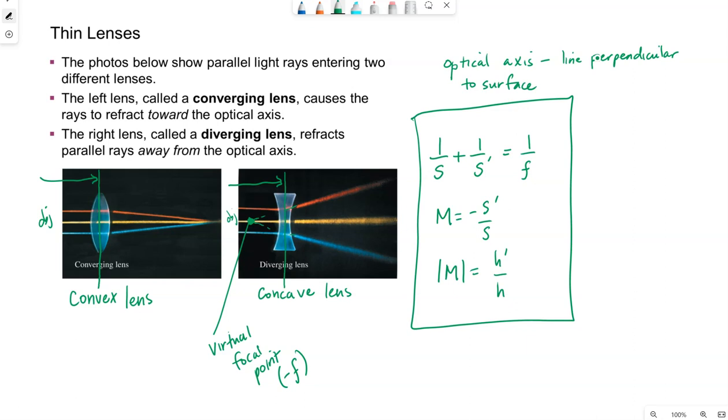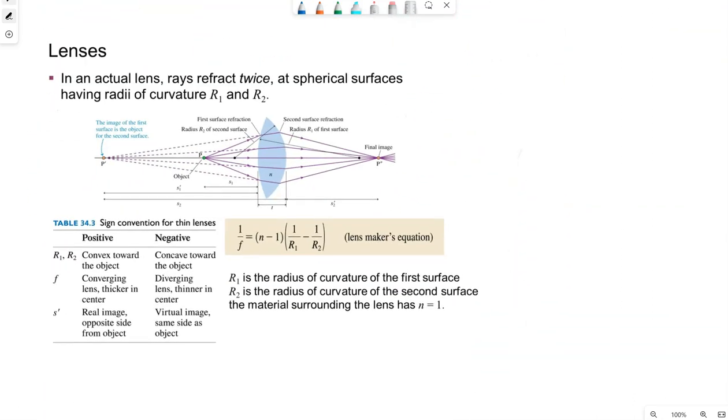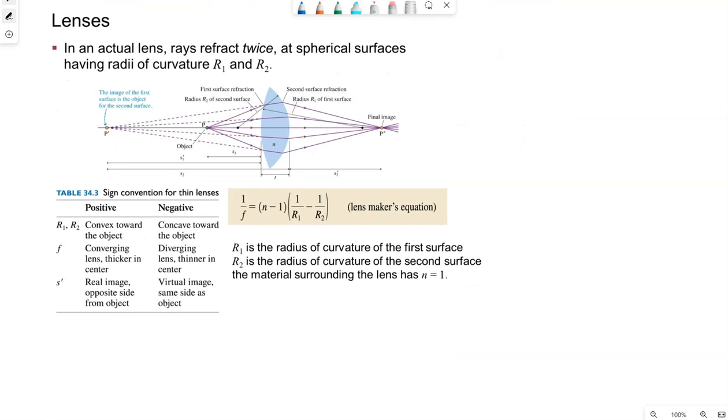Now, in terms of what determines the focal length of a thin lens is what the lens is made of and the radius of curvature of the two sides of the lens. So I'm going to pull a picture in from our book to show you this. Now this picture here can be a bit overwhelming with all of the different light rays that they're drawing. So here is our object, and they are showing us refraction at the two different surfaces.